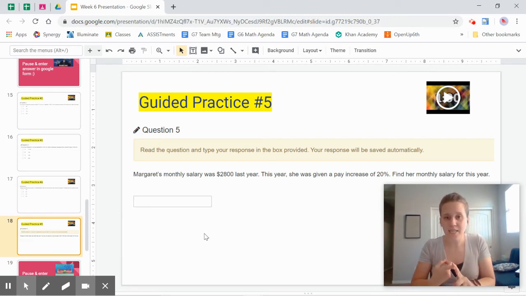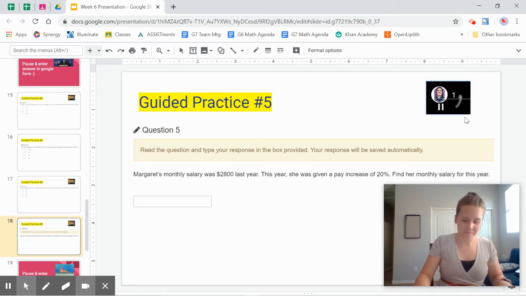Yes, we're given the percent. And are we given the part or the whole? We're comparing last year and this year. Last year was before, the original amount, and we're given that. So we're given the original amount. That is the whole. Okay, that represents 100%. Take 1 minute, solve this problem.